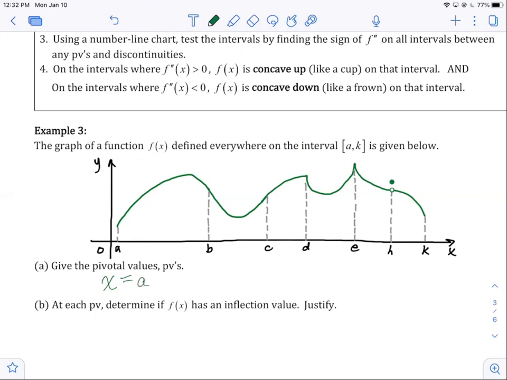It's pivotal. Now, it's not going to have a shot at being an inflection point, just like it doesn't have a shot at being a local max or min. I don't know what's happening on the other side. So you can be a pivotal value, but you don't get to go, whatever.